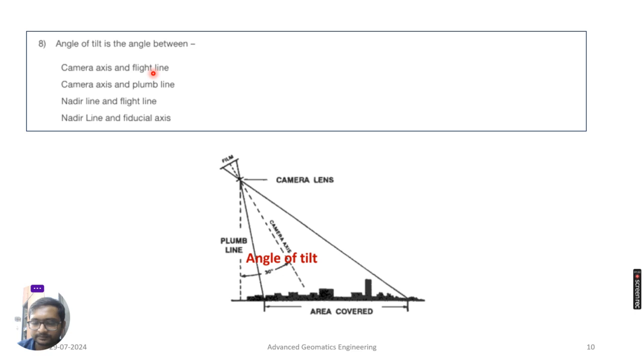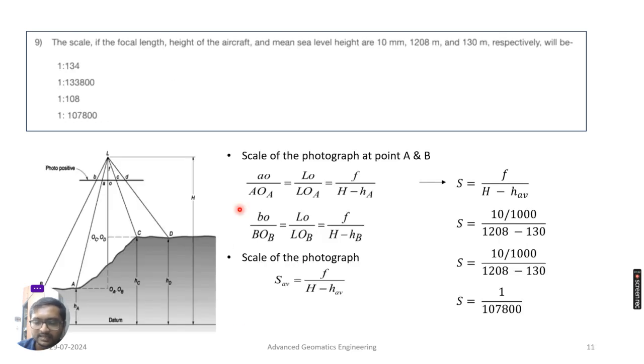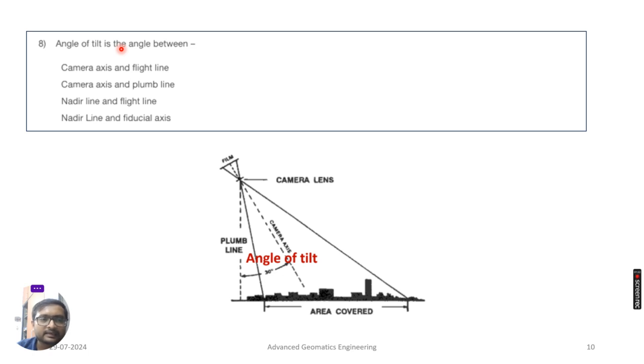Then the angle of tilt is the angle between the camera axis and the plumb line, which is this line, the 90-degree line passing through the surface. Sir, the nadir line, can you please explain? The nadir line is directly below your camera, and this plumb line is 90 degrees to the surface which you are viewing. Okay.